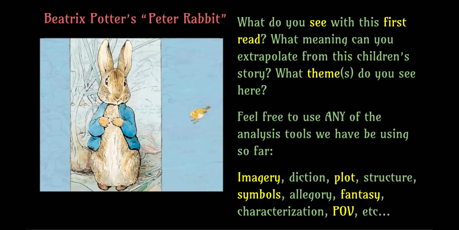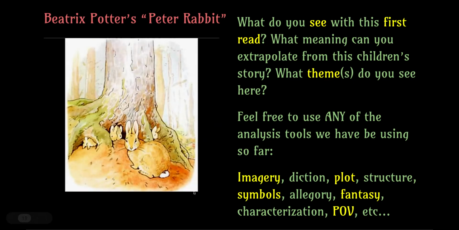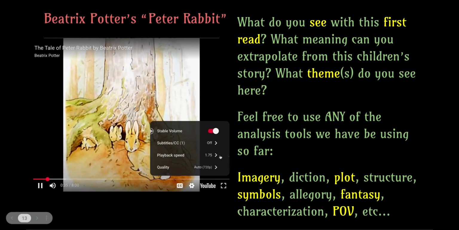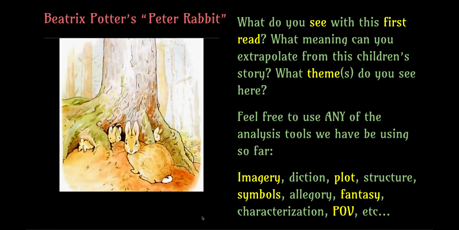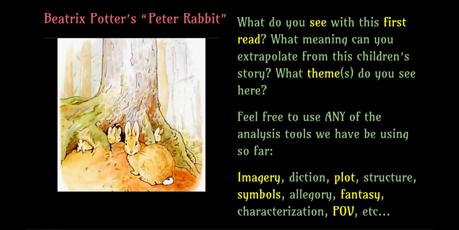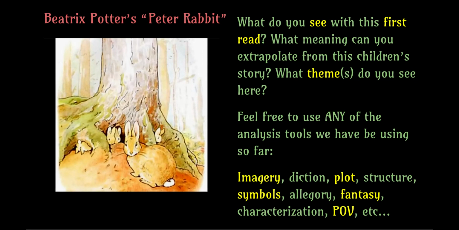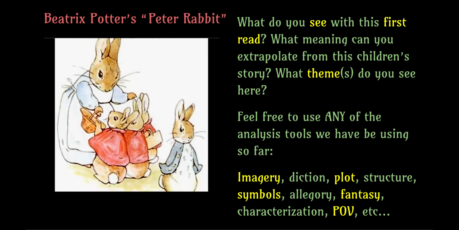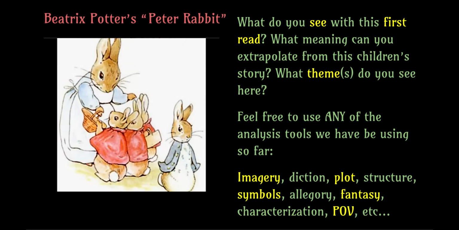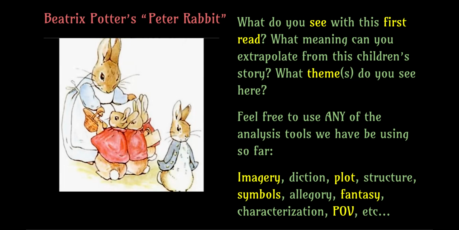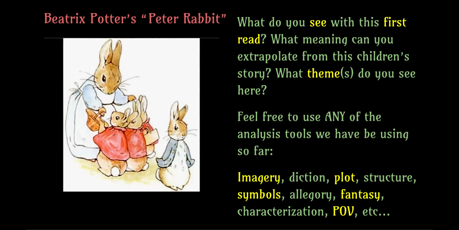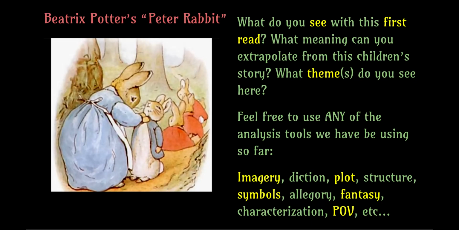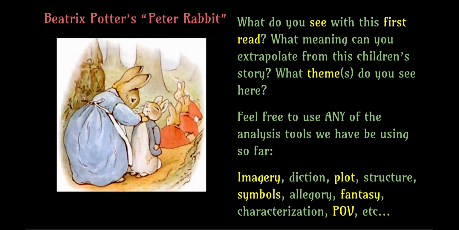The Tale of Peter Rabbit by Beatrix Potter. Once upon a time, there were 4 little rabbits, and their names were Flopsy, Mopsy, Cottontail, and Peter. They lived with their mother in a sandbank underneath the root of a very big fir tree. "Now, my dears," said old Mrs. Rabbit one morning, "you may go into the fields or down the lane, but don't go into Mr. McGregor's garden. Your father had an accident there. He was put in a pie by Mrs. McGregor. Now run along and don't get into mischief. I am going out."